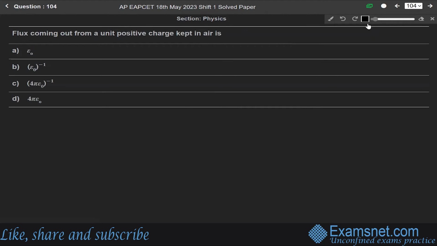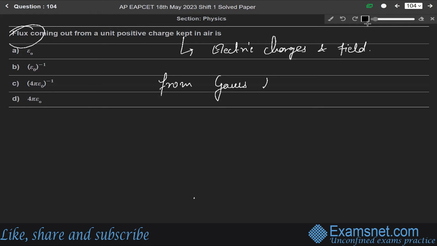Now next question 104. The flux coming out from a unit positive charge kept in air is, okay. So this question is from the chapter of electric charges and field. The question is asking about the flux. And we know Gauss law says that the electric flux passing through any closed surface is equal to 1 over epsilon naught times the total charge enclosed by the surface, okay.